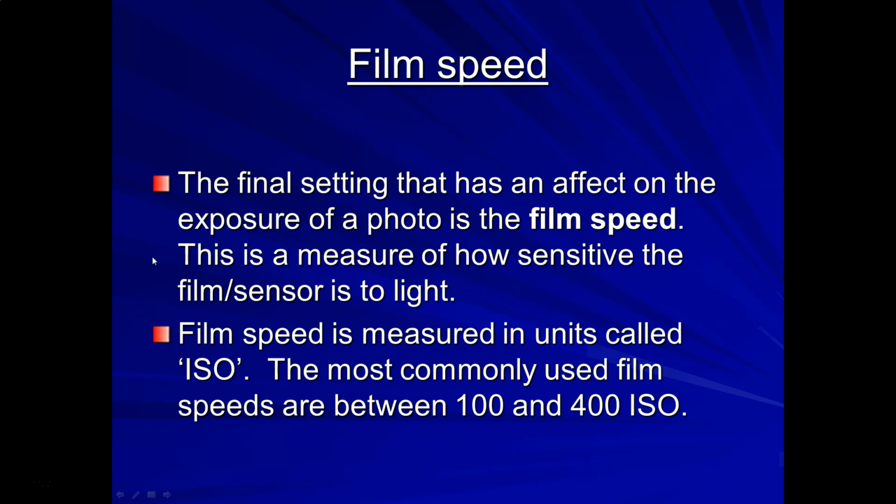falls onto the sensor. The other is film speed, and this is a measure of how sensitive the sensor is, or the film is. In the old days, you'd buy your film at a certain speed, and you'd have to stick with it until you change the film. But these days, you can actually change the film speed, or the ISO, as it's called. With digital cameras, you can change it for every picture if you want to get certain effects. And the most common film speeds are 100 and 400 ISO.